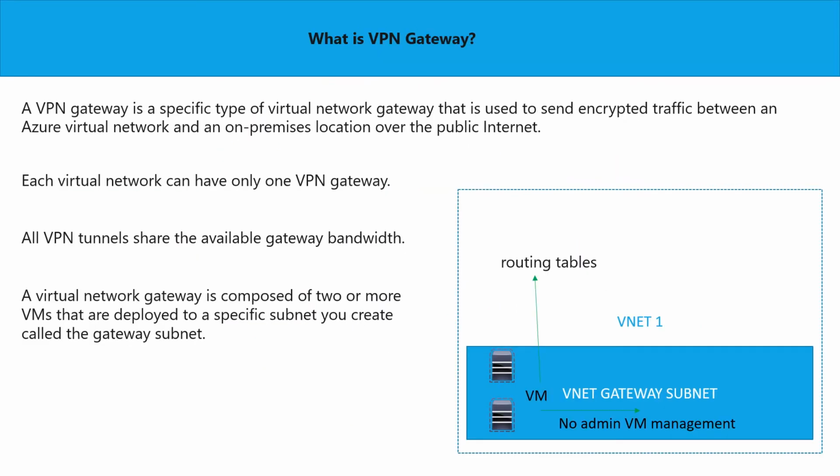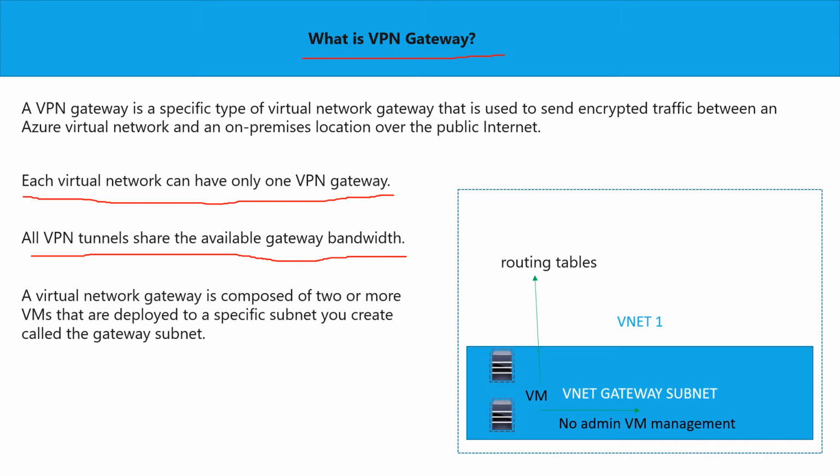Let's try to understand what a VPN gateway is. A VPN gateway is a specific type of virtual network gateway that is used to send encrypted traffic between an Azure virtual network and your on-premises location over the public internet. Each virtual network can only have one VPN gateway. All VPN tunnels share the available gateway bandwidth.